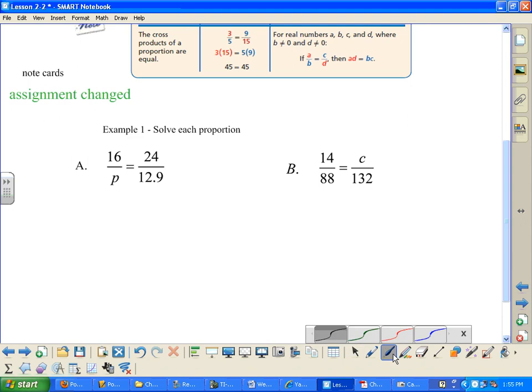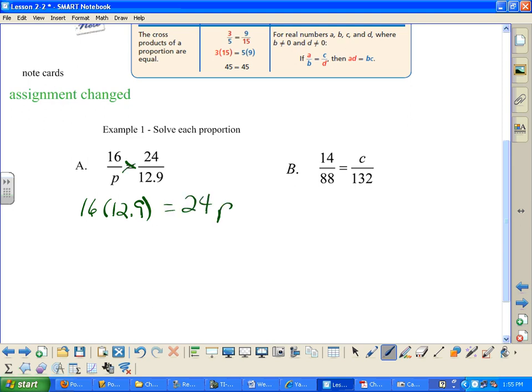So letter A, when we cross multiply, that means we're going to multiply 16 times 12.9, and then multiply P times 24. And those things then are equal to each other.